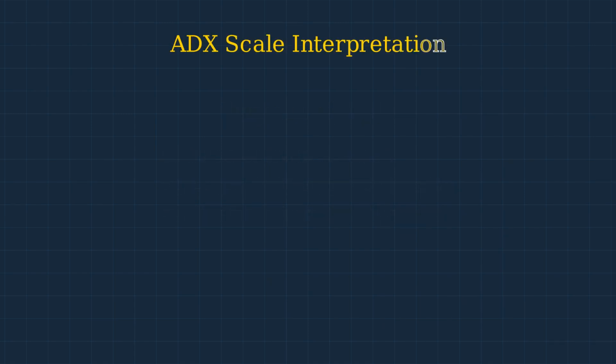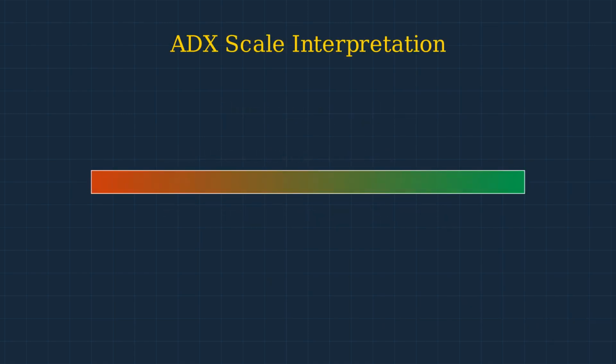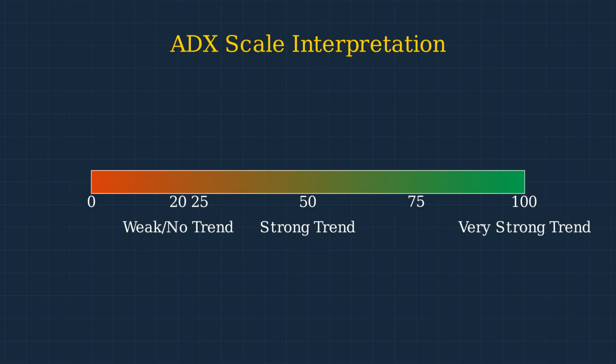The ADX ranges from 0 to 100. Readings below 20 indicate a weak or non-existent trend. When the ADX is above 25, it suggests a strong trend is present. Values above 50 represent very strong trends.